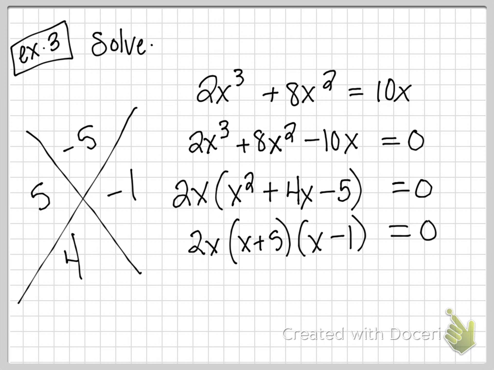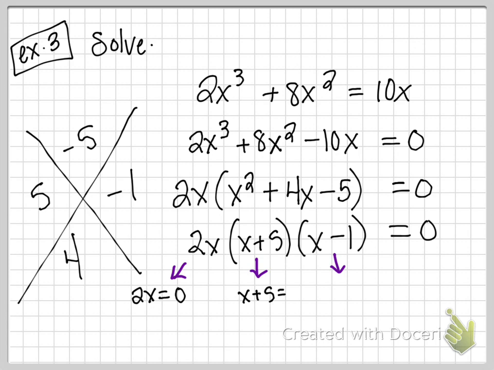Oh wait, we're not done yet. What's the last step? You do x plus 5 equals 0 and x minus 1 equals 0. Right. We have to set each of these equal to 0. So wouldn't it be x equals 5 and then x equals negative 1? Yep, or is it vice versa?